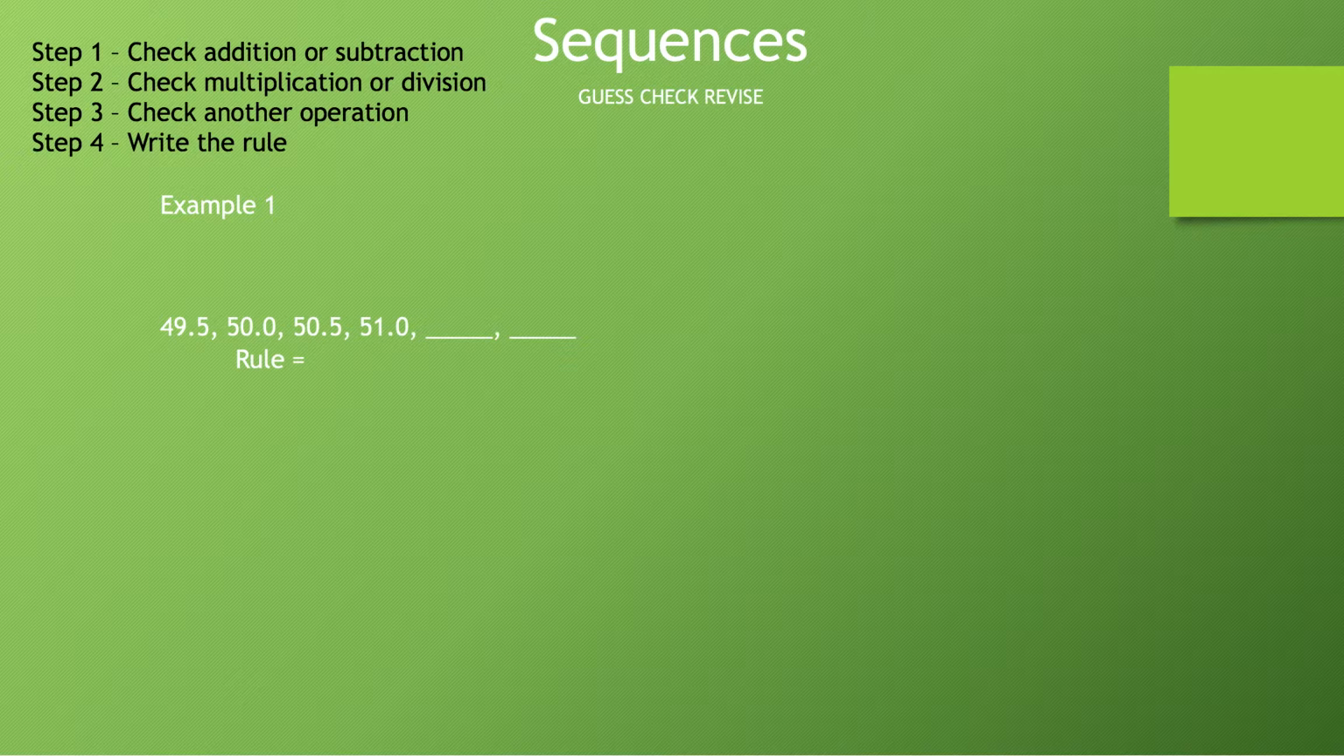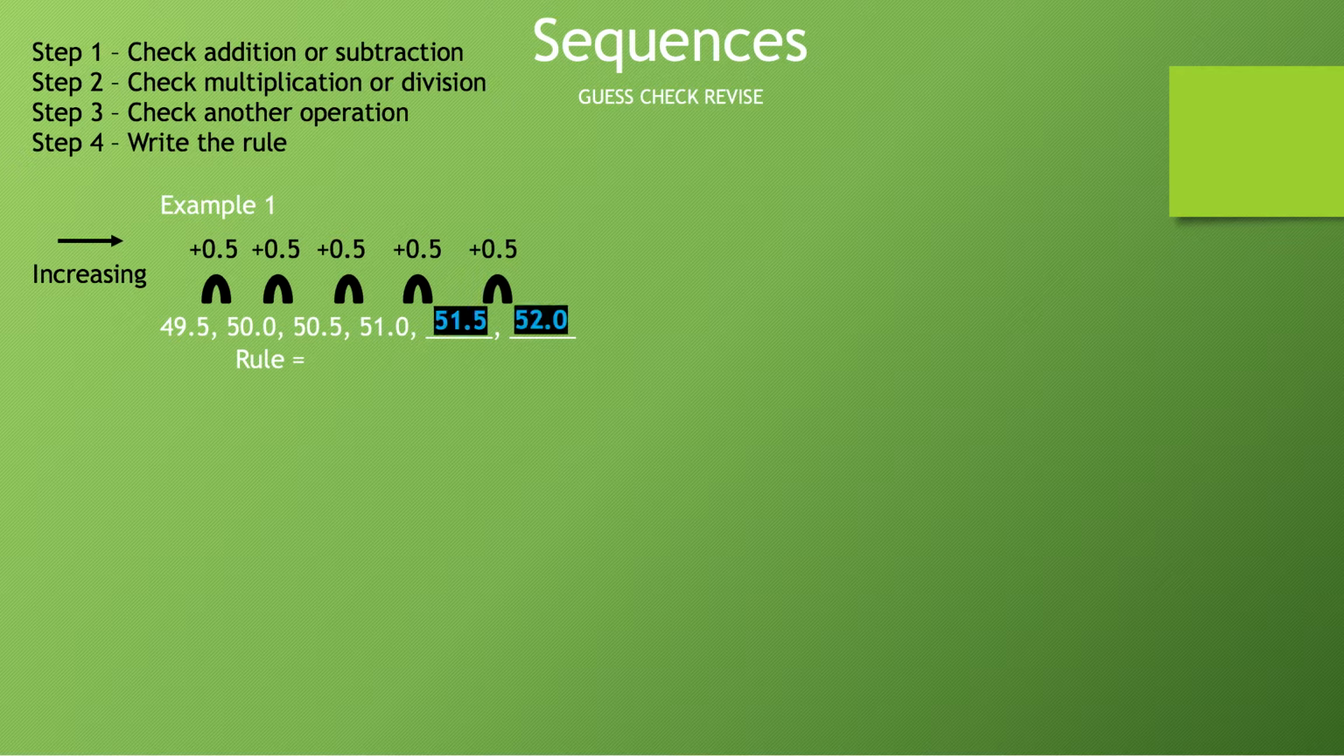As we can see in this first example, it is increasing, so it's either going to be addition or subtraction. Let's take a look at the first term, which is 49.5. The second term is 50.0. So it's increasing by something. Let's add the gaps. If we take a guess, it will be 0.5 for all of them. Let's see. That's correct. So let's go ahead and put the missing numbers in: 51.5 and 52.0. The rule is add 0.5.